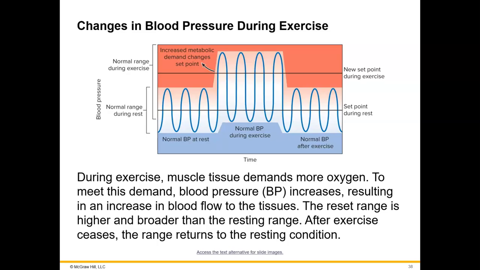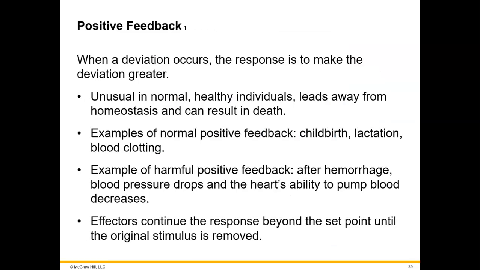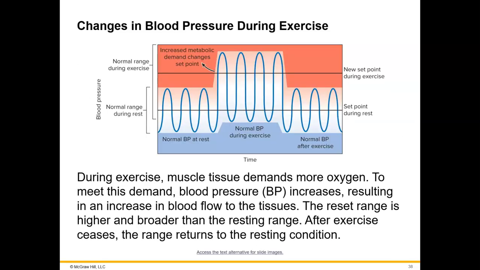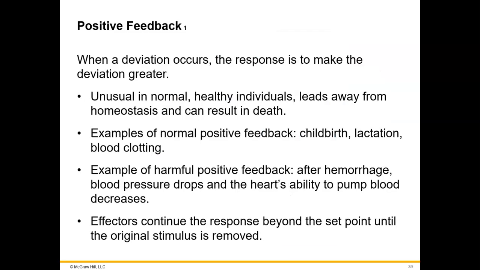Blood pressure is another example of a variable that has to be maintained. We want to maintain blood pressure around 120 over 80, I think, is the healthy blood pressure range. So that is an example of negative feedback.